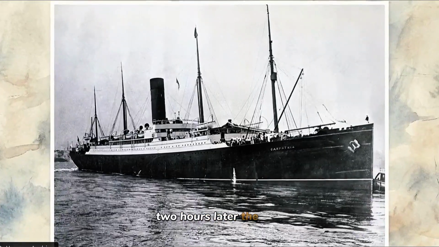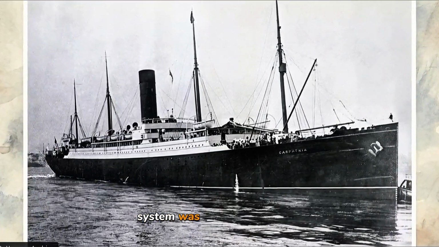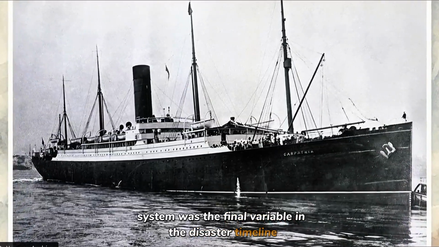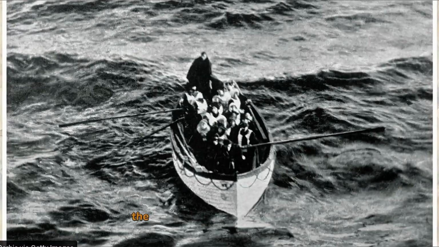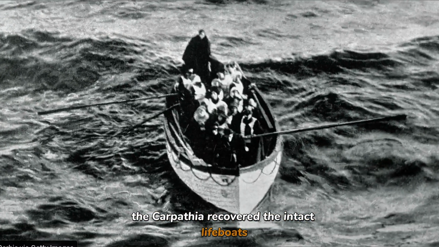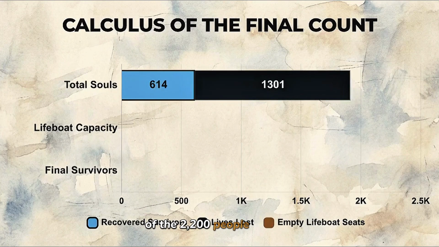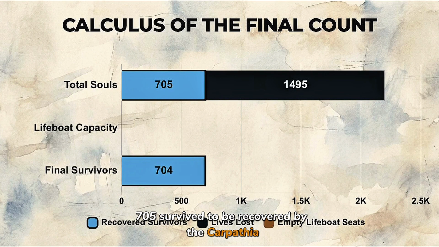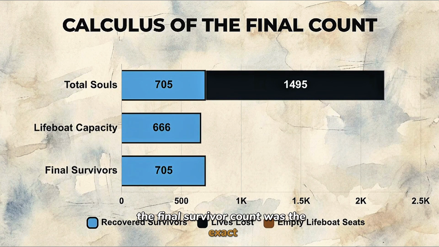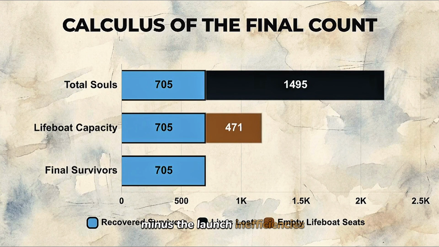2 hours later, the RMS Carpathia arrived. This functioning maritime system was the final variable in the disaster timeline. The rescue operation followed a strict logistical path. The Carpathia recovered the intact lifeboats, but could not assist those who had already succumbed to the thermal limit of the water. Of the 2,200 people on board, 705 survived to be recovered by the Carpathia. The final survivor count was the exact mathematical result of total lifeboat capacity minus the launch inefficiencies.